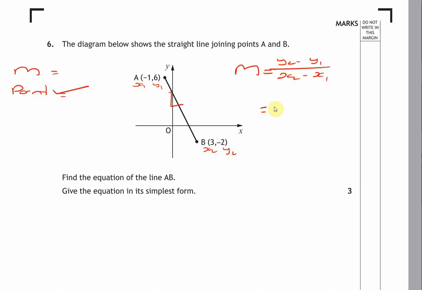So we have y2, which is minus 2, minus y1, which is 6, divided by x2, which is 3, minus x1, which is minus 1. So minus 2 minus 6 is minus 8, divided by 3 minus minus 1, so that minus minus 1 becomes a plus, so that becomes 4. So would you believe it, our gradient becomes minus 2. So that fits what we expect. Because we have a negative slope, we expected a negative gradient, which is perfect.